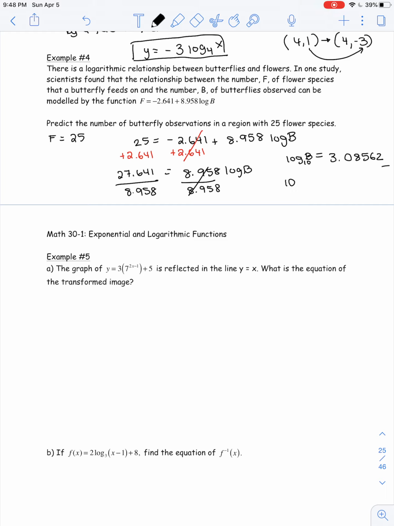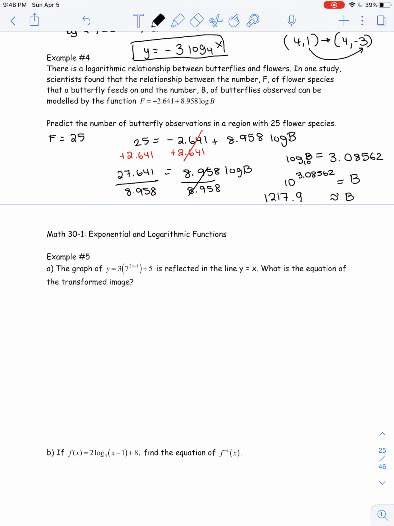So we're going to write 10 to the power of, our power is going to be the answer, which is 3.08562, and that's equal to b. So that's what we're putting into our calculator, 10 to the power of 3.08562. So we get, in this case, that b is approximately equal to 1217.